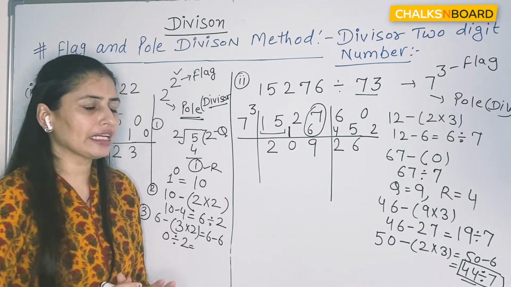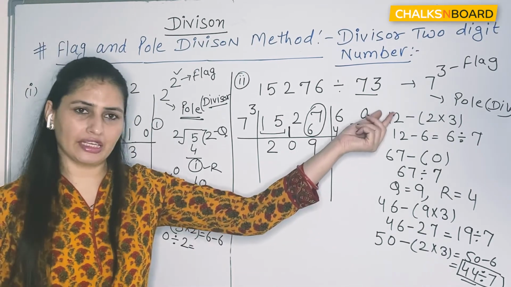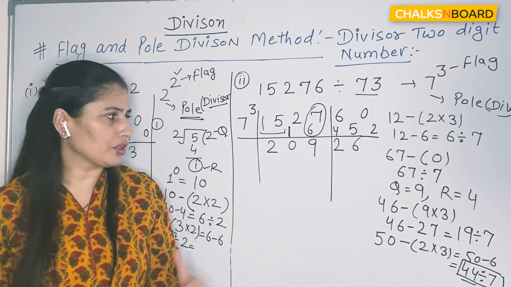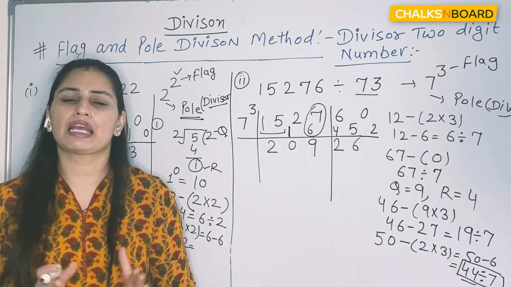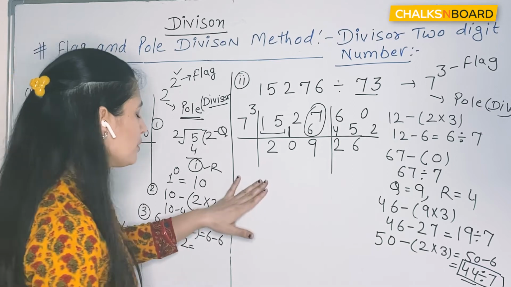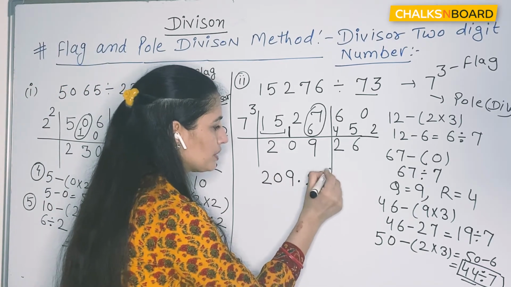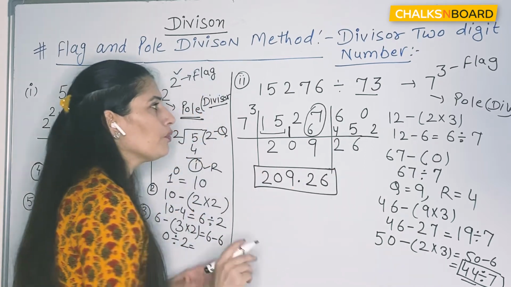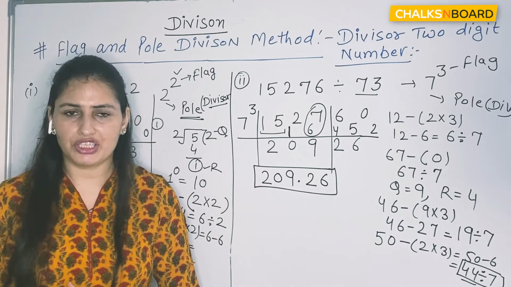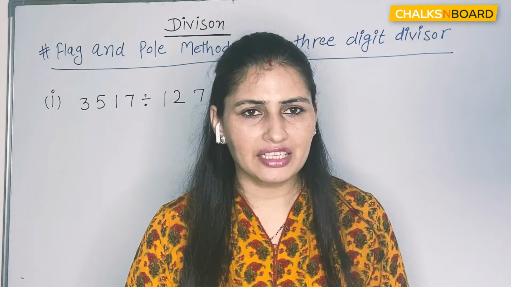तो अगर आप चाहते हैं कि आपको पॉइंट के बाद भी 3 डिजिट या 4 डिजिट चाहिए तो आपको 0 पुट करते जाना है और ये प्रोसेस को कंटिन्यू रखना है. लेकिन अगर मैं चाहती हूँ मुझे यहीं पर स्टॉप करना है कि डेसिमल के बाद मुझे सिर्फ 2 ही डिजिट नंबर चाहिए, so we can stop here. So now what is our answer? That is 209.26 is our answer when we divide 15,276 by 73.